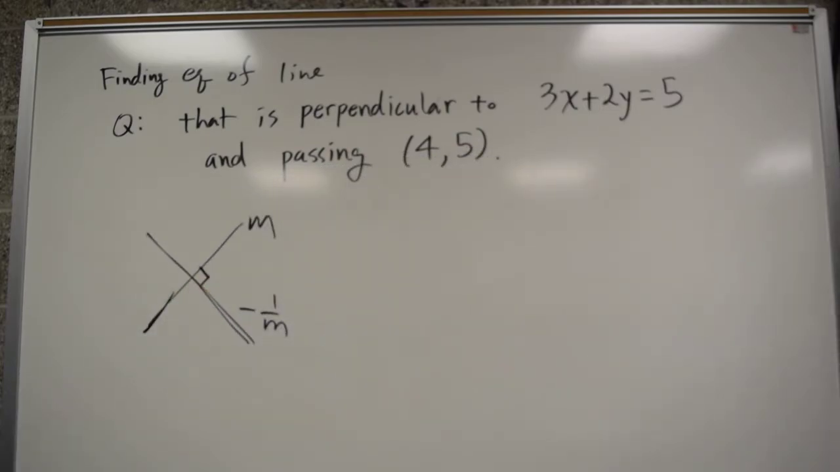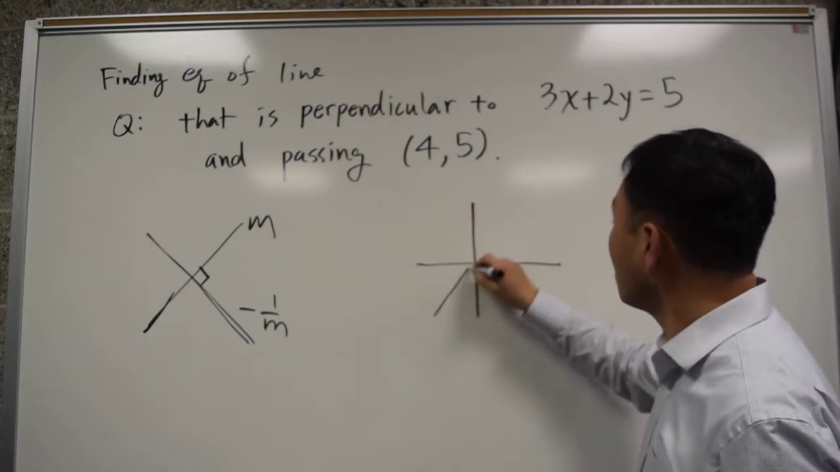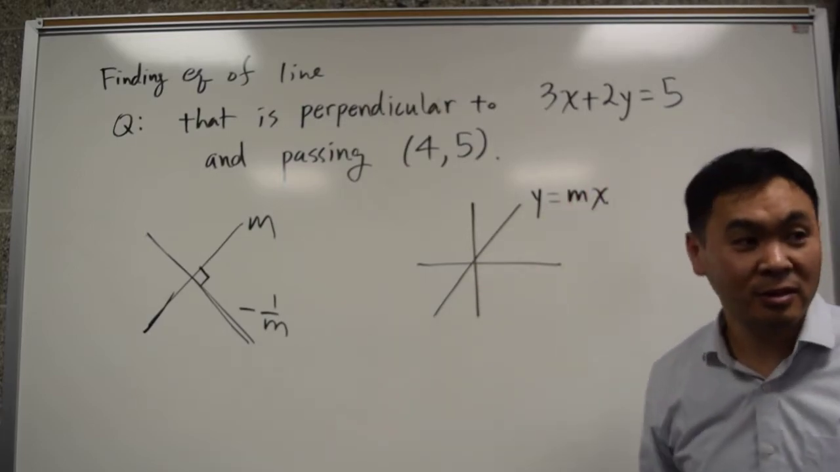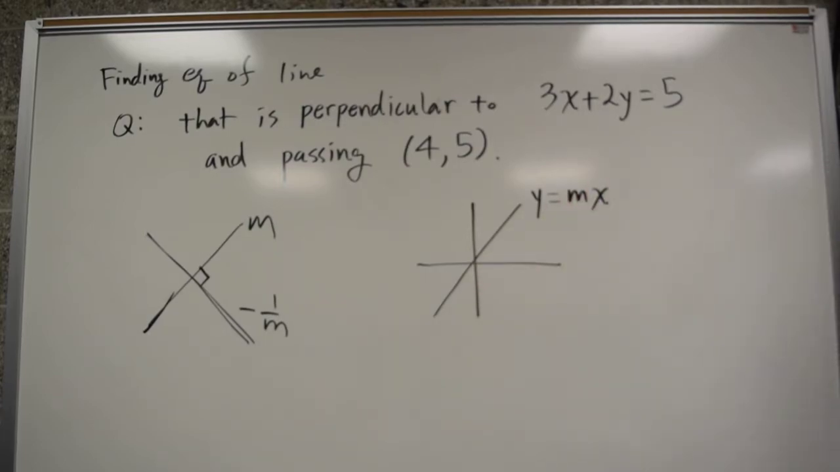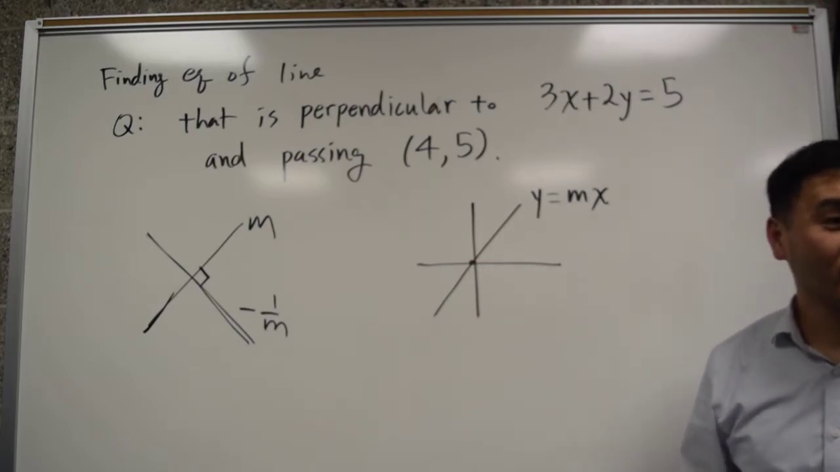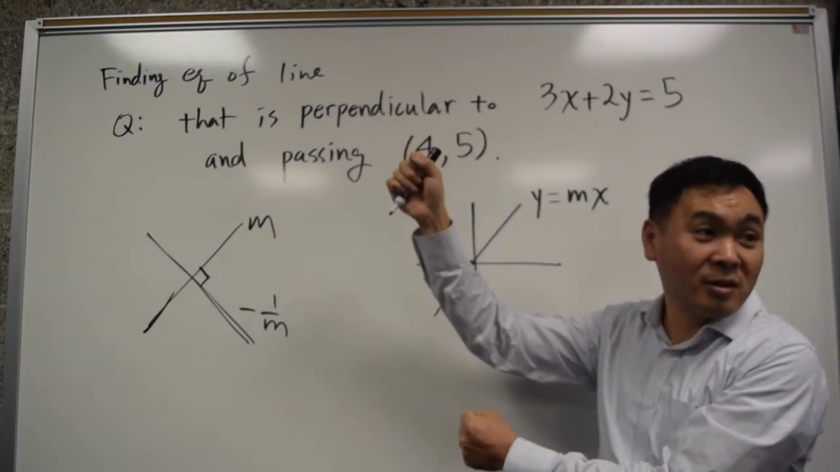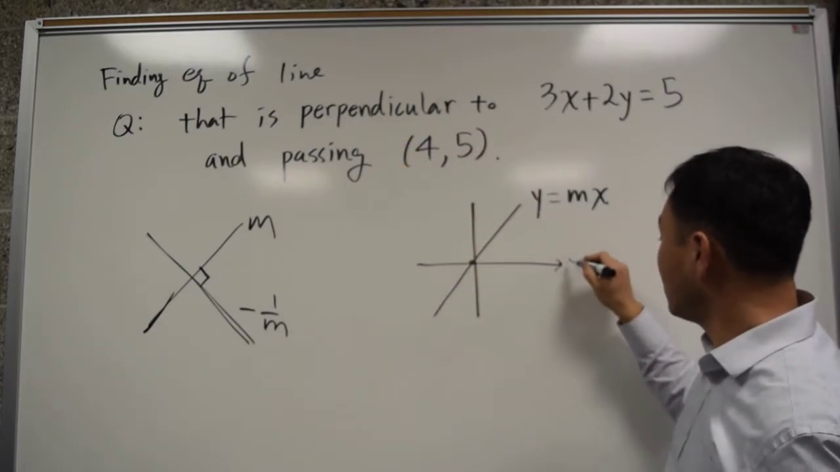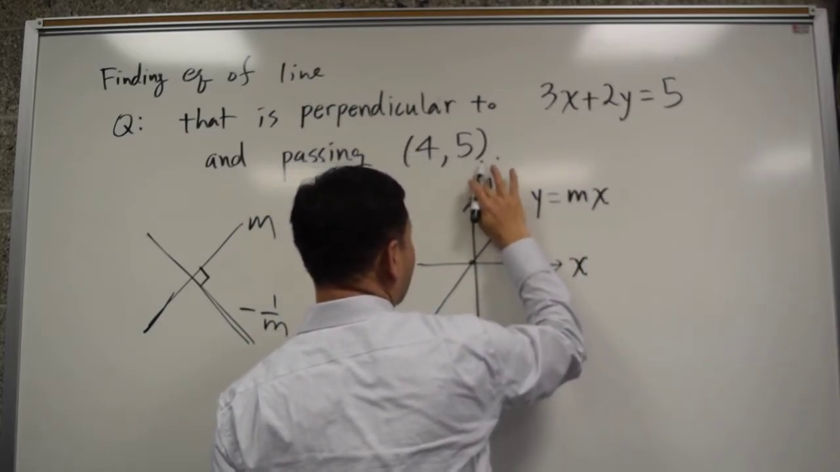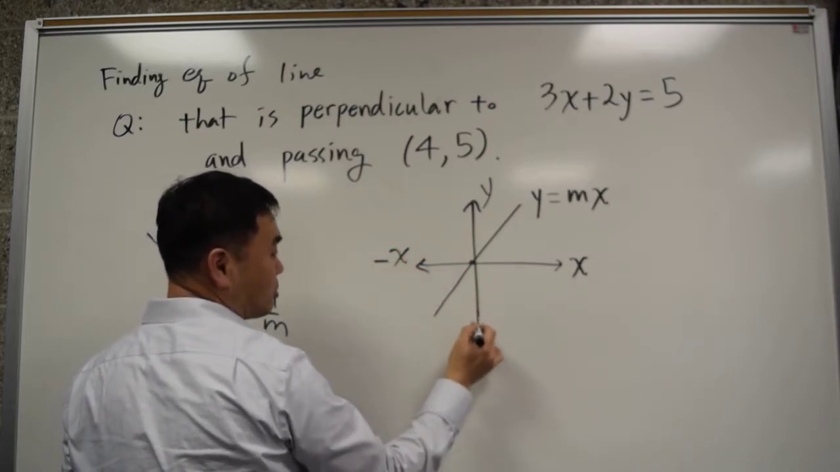Now, here's a quick proof. Suppose you have y equals mx, some line here, and you wanted to get a perpendicular line to this line. Well, one way to do that is to rotate this entire thing 90 degrees, right? Now, how would you do that? Well, here's x, here's y, and this would be negative x, and this would be negative y, right?